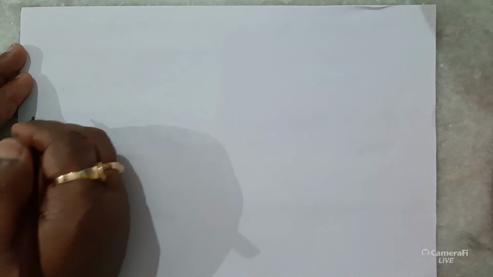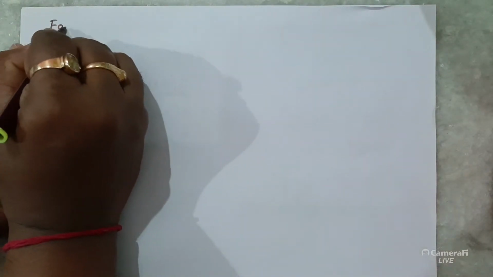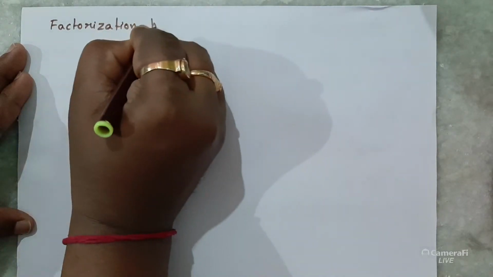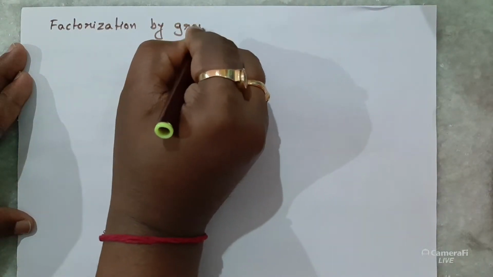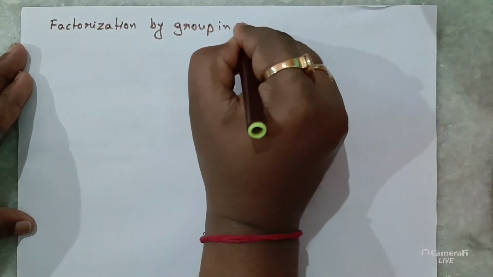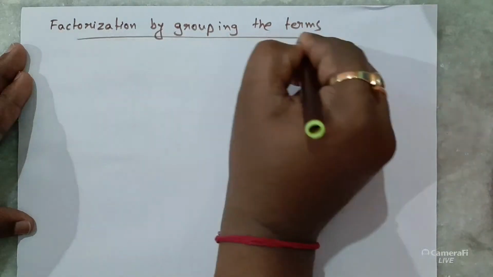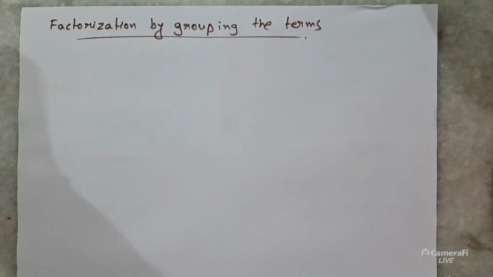Now, next is factorization by grouping terms. Factorization by grouping the terms. This is as simple as the previous one. A little bit of difference is there, very little.